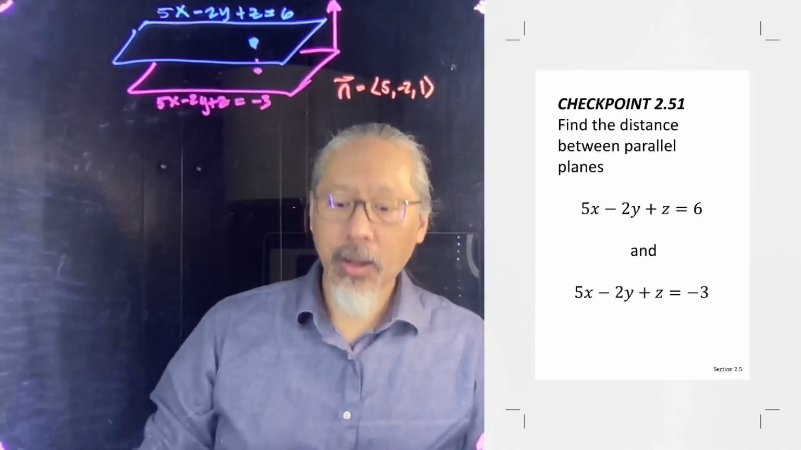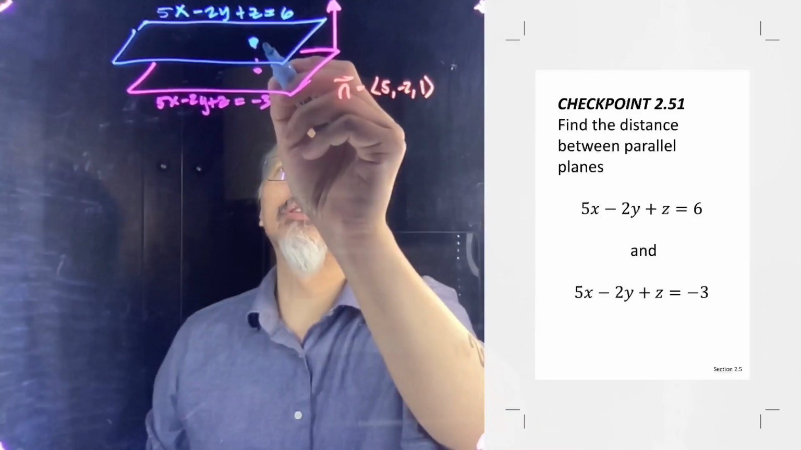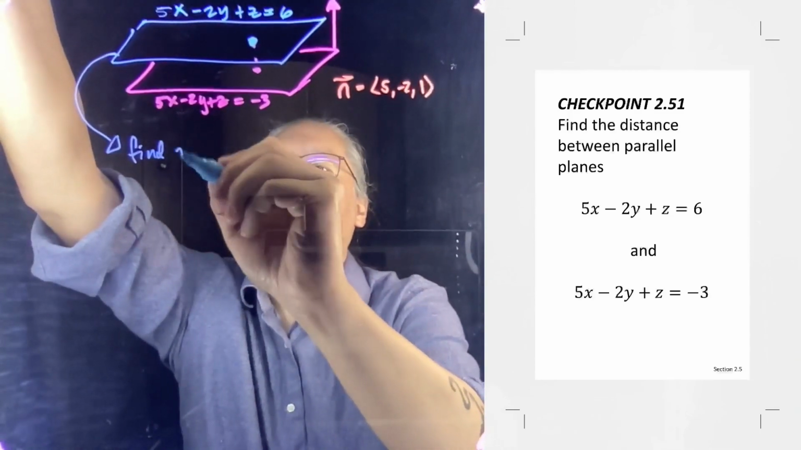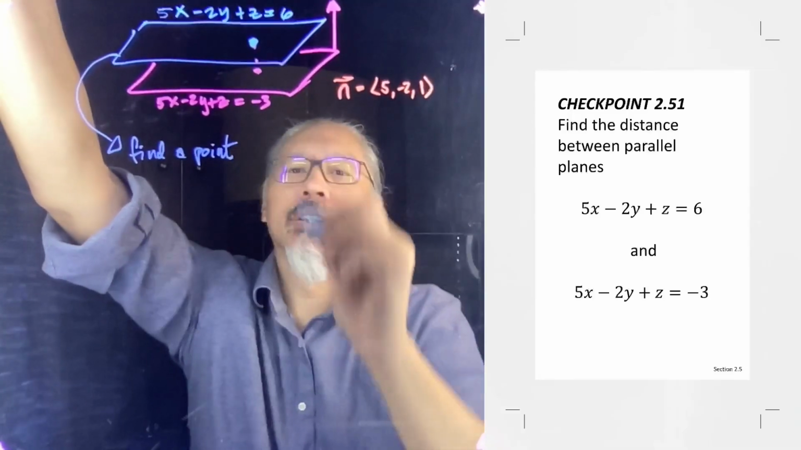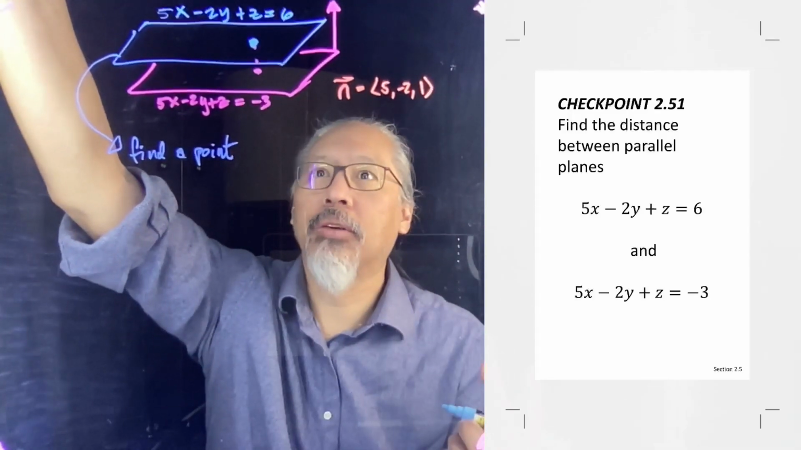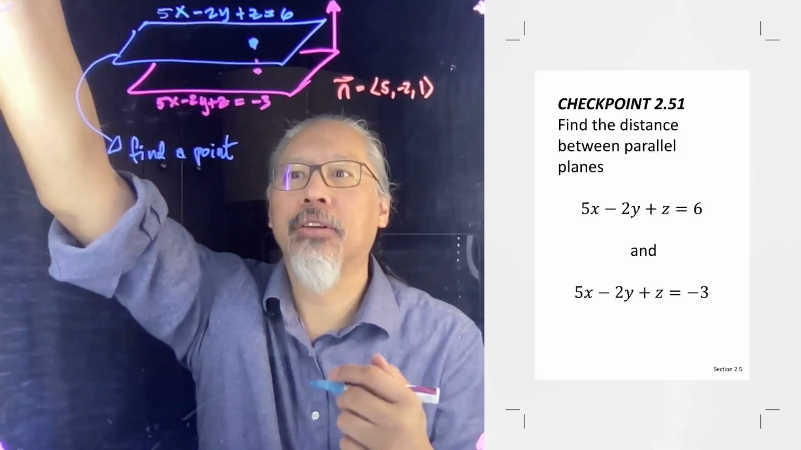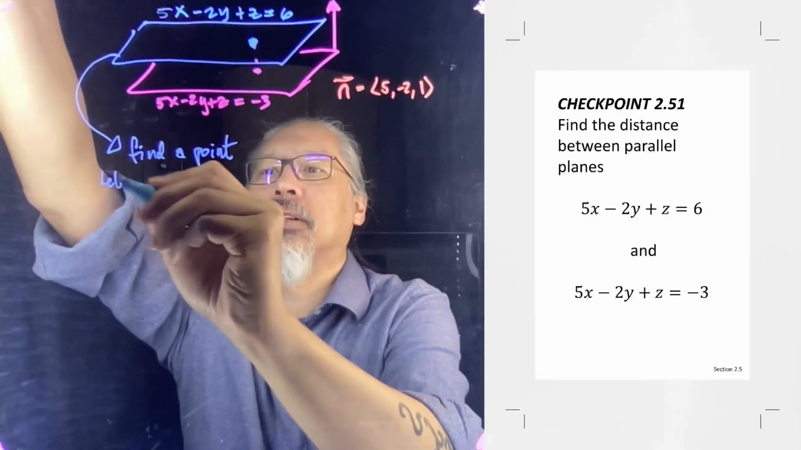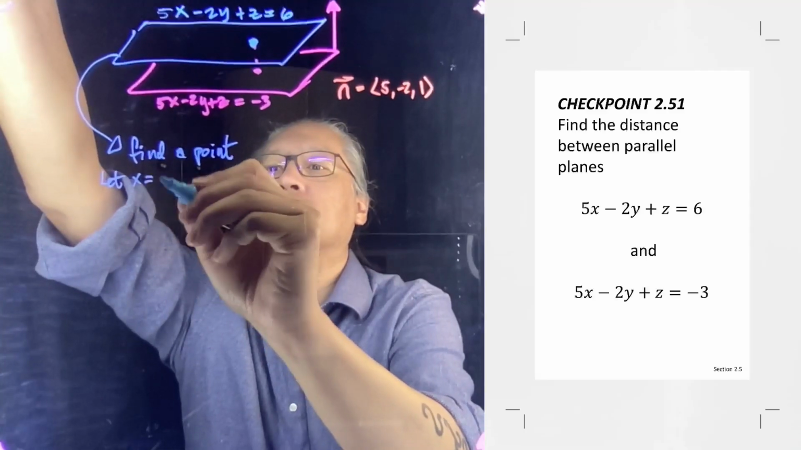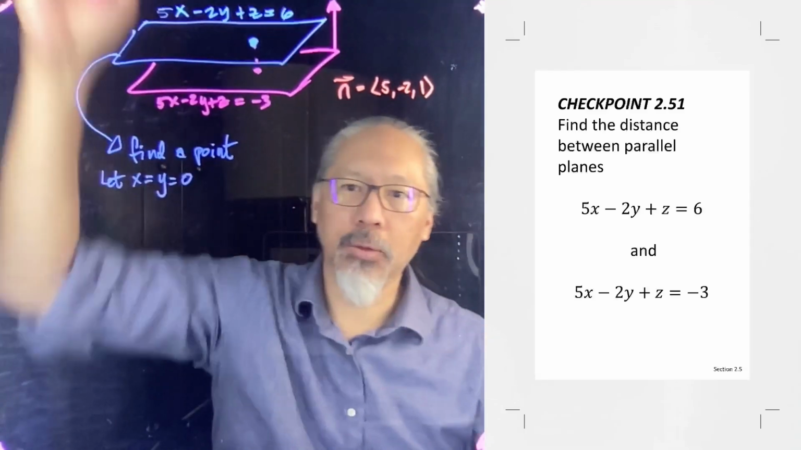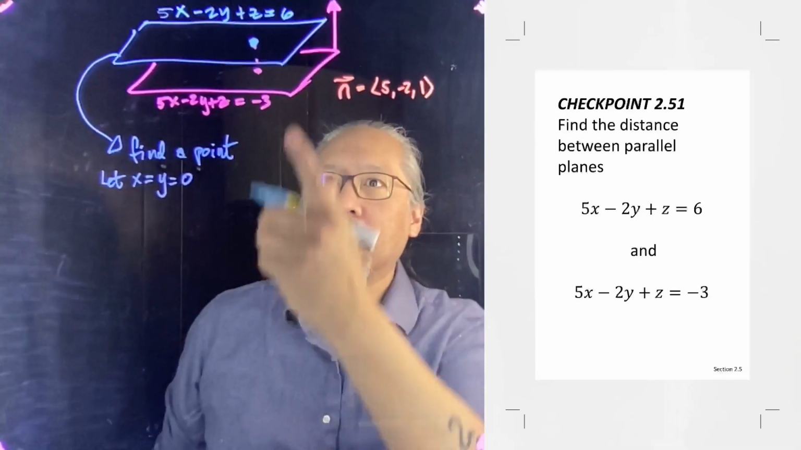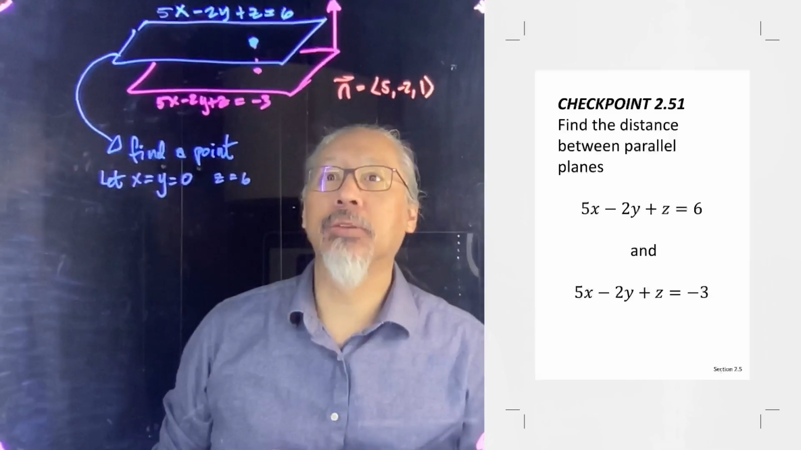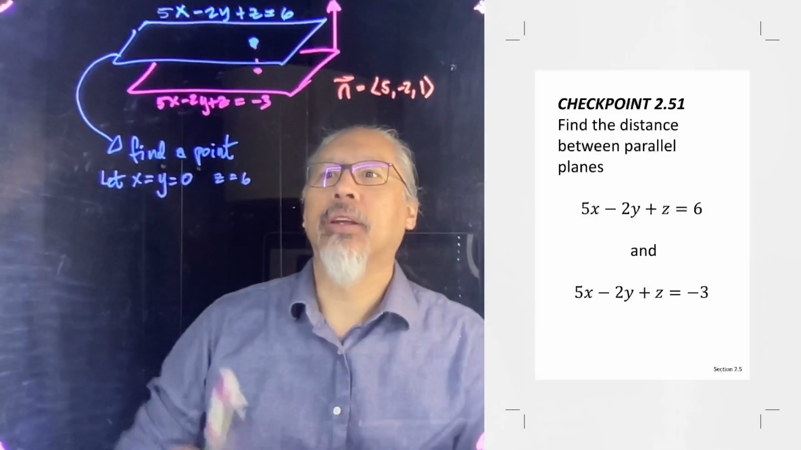Okay, all right, let's find a point on this plane, and the way we're going to find a point is to just set two of the variables equal to whatever we want, and then we solve for the third variable. I think the easiest thing to do is let x equal 0 and let y equal 0 as well, and then we get z is equal to 6. So we have the point 0, 0, 6 as a point on that plane.